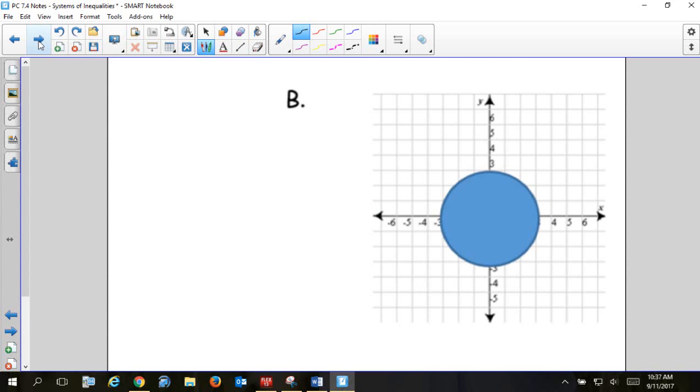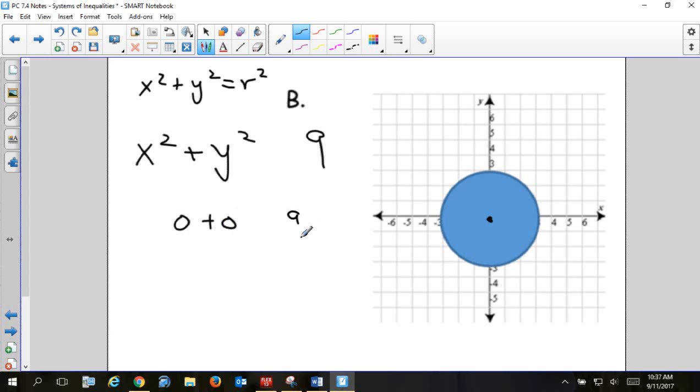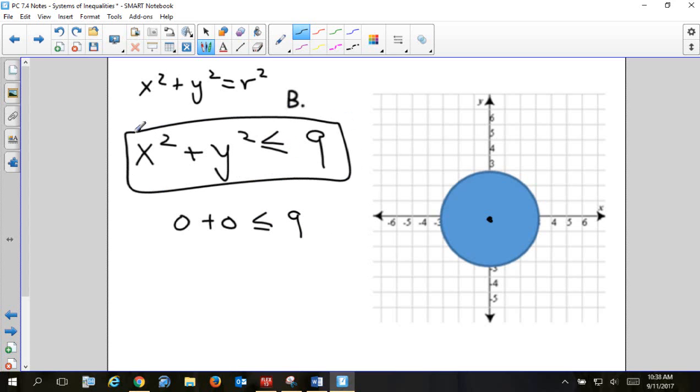Okay, this one is a circle. Center is at 0, 0. Circle equation, x squared plus y squared equals r squared. So we're going to have x squared plus y squared. And then what's the radius? 3, so we'll put 9. And we just need to test a point, 0, 0, to see if it is less than or greater than. Which one makes it true? Less than makes it true, but this one's going to be less than or equal to, because it's solid.